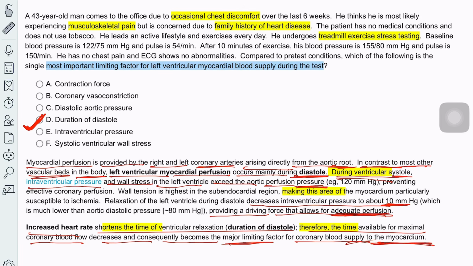blood flow to any other organ in the body occurs during the systolic period. This is mainly because during systole, the myocardium pressure is more than the aortic pressure that stops the blood flow in the coronary artery, making the myocardium more susceptible to ischemia during the systolic period.